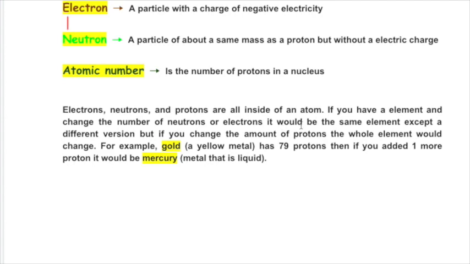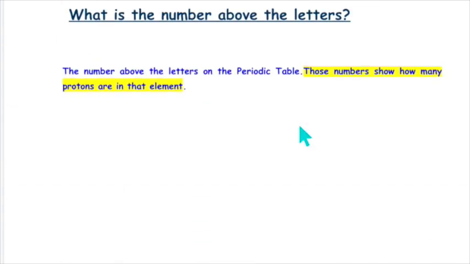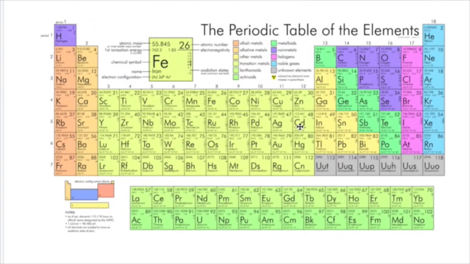So if you have an element and change the number of neutrons or electrons, it would be the same element, except a different version. But if you change the amount of protons, the whole element would change. So let's say we had carbon. There are different types of carbon: carbon 14, carbon 12, carbon 6.